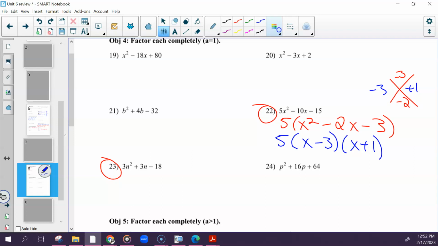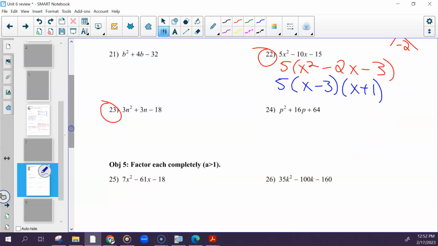Number 23, does that one have a GCF? 3. So if we divide 3 out of everything, what's left? M squared. And then same thing, this has a 1 in front, so we're looking for 2 numbers that multiply to be -6 and add to be 1.